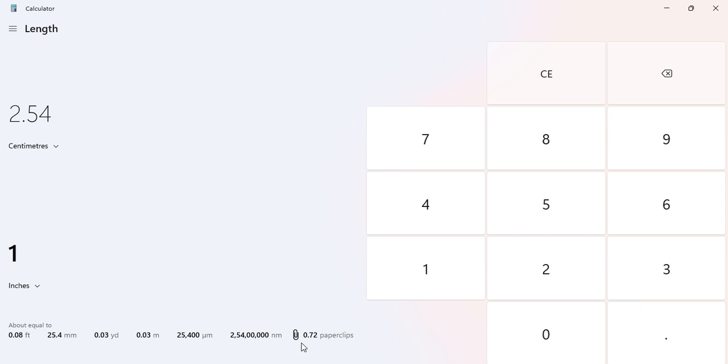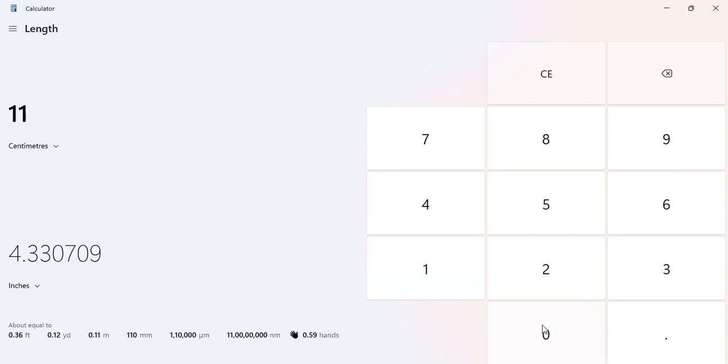It also shows an approximate value with our daily use objects. So this is one paper clip. The paper clip is almost 0.72 inch. And it's compared with the centimeters.